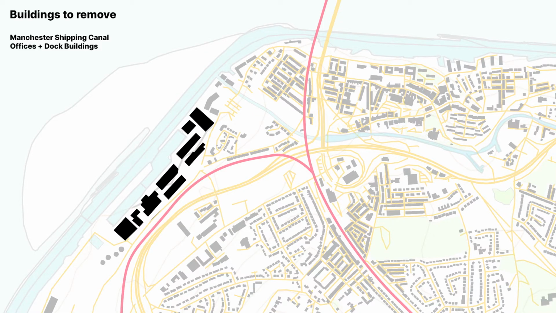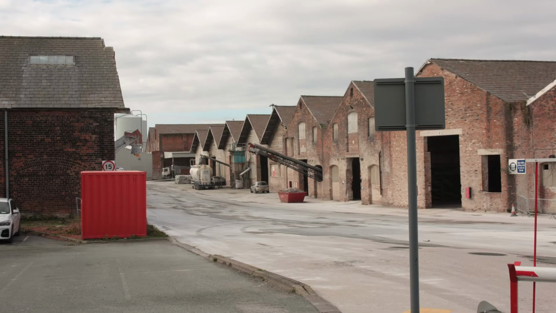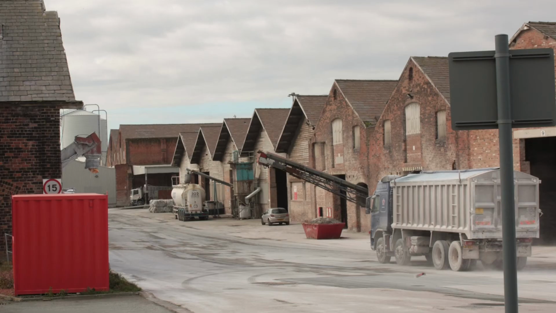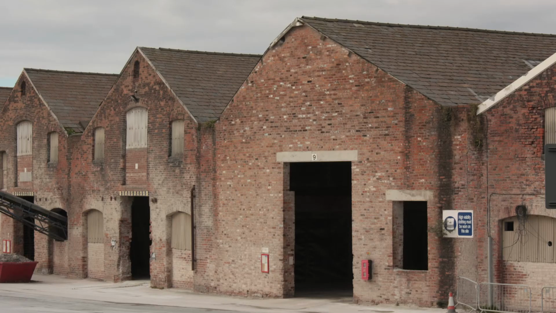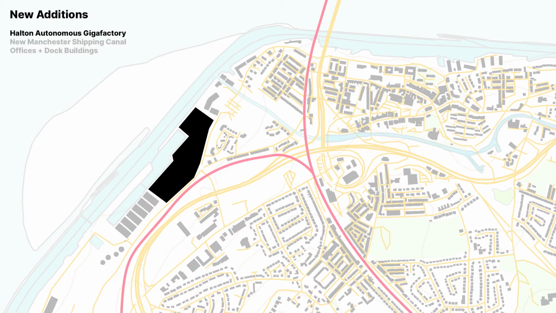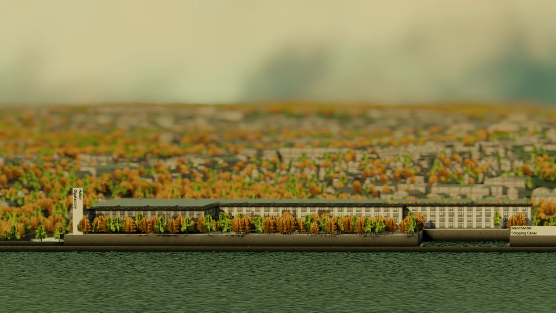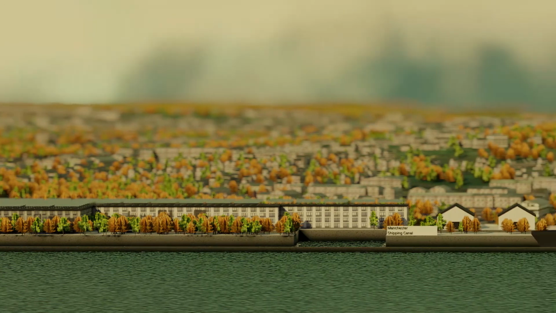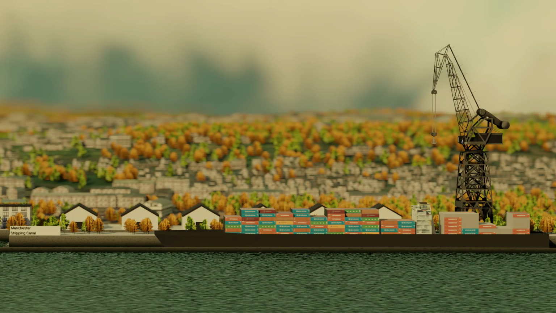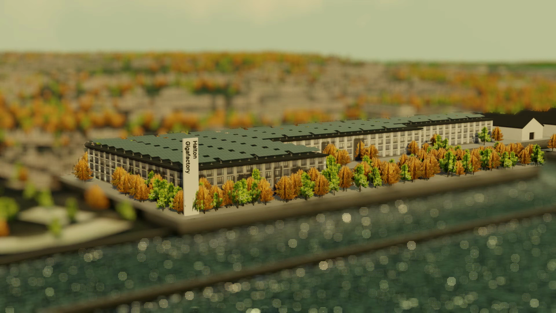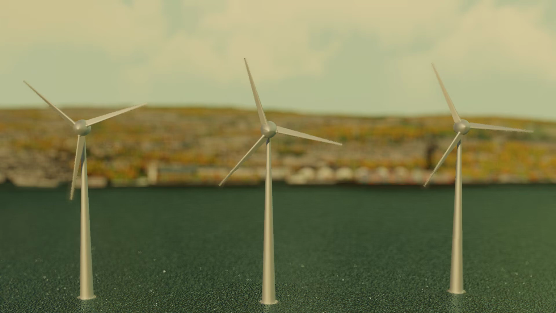Within the site we have chosen for the new autonomous Gigafactory sit the Manchester Ship Canal offices and dock buildings. However, these are in disrepair and so need to be replaced, and as such, the new additions to this area will be the Halton Autonomous Gigafactory and the new Manchester Ship Canal offices and dock buildings. We've calculated that 3 wind turbines would be required to power all of our proposals. This is subject to change.